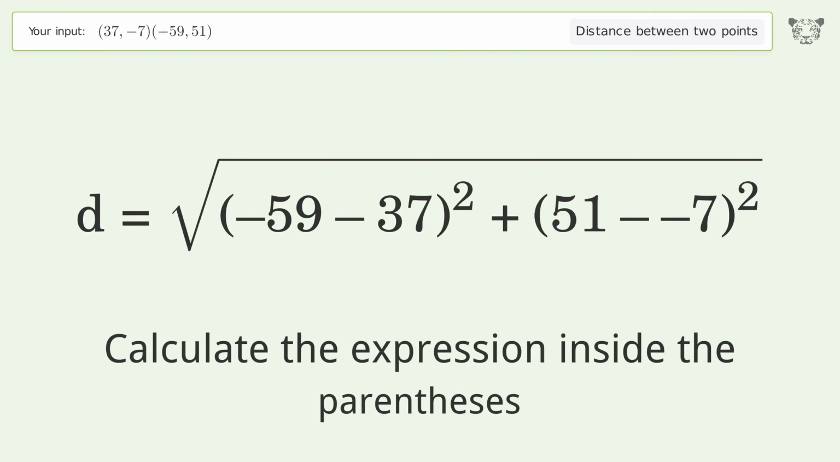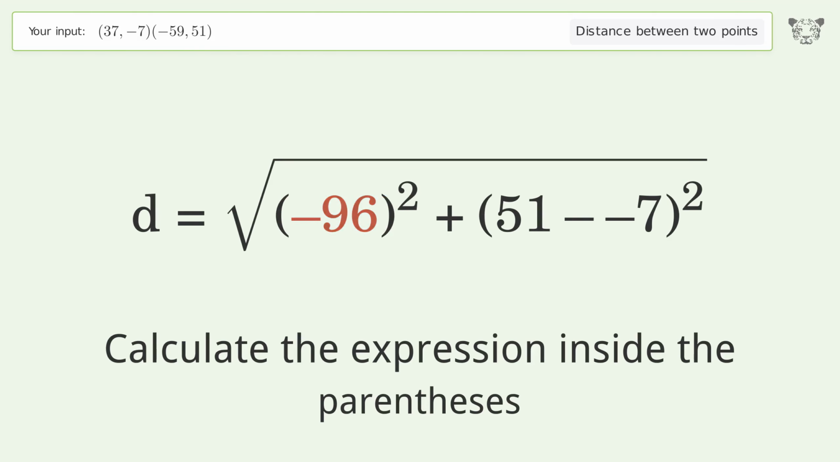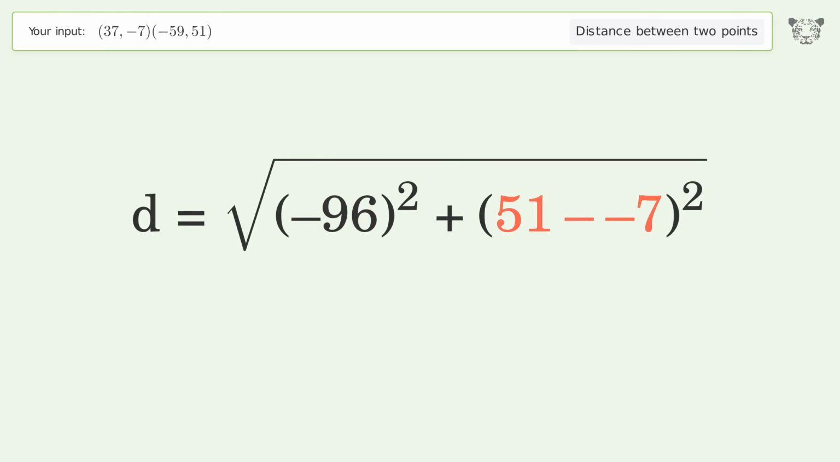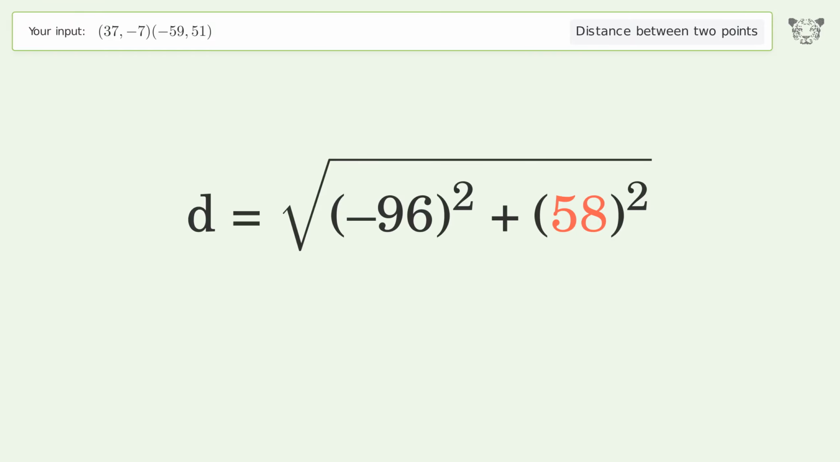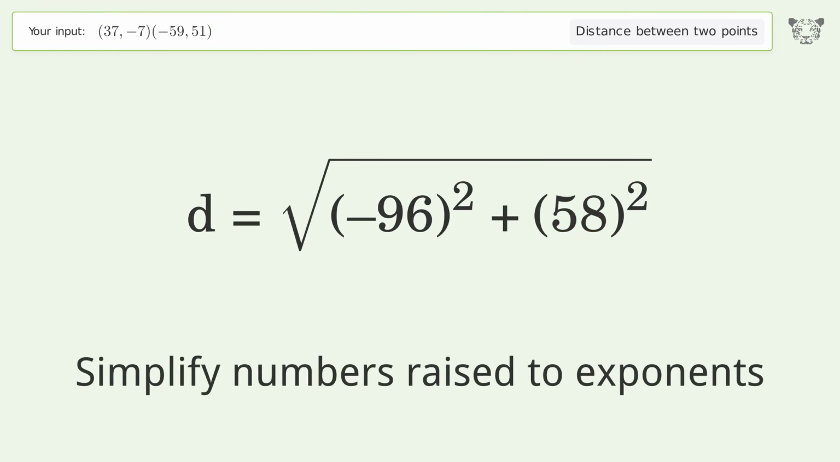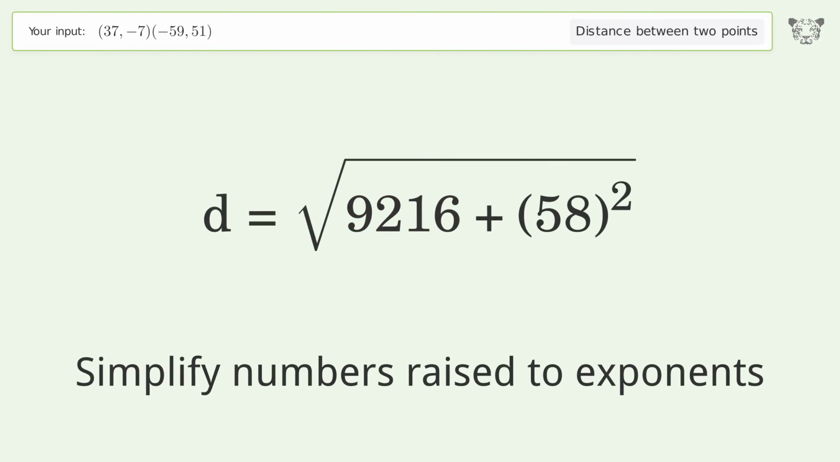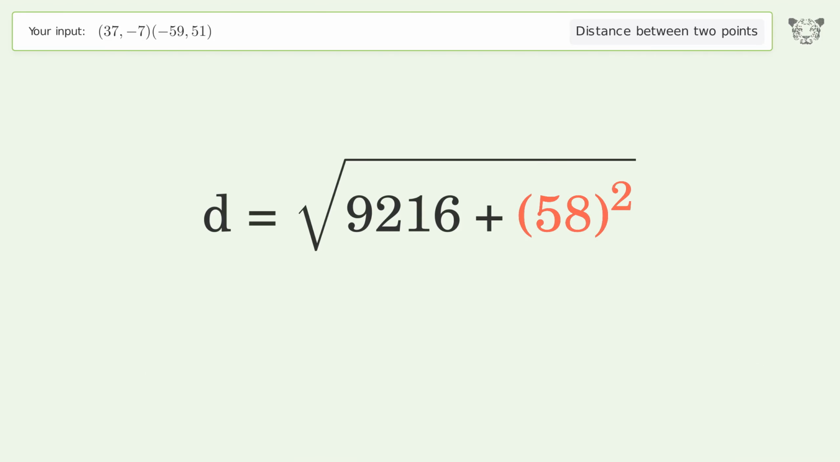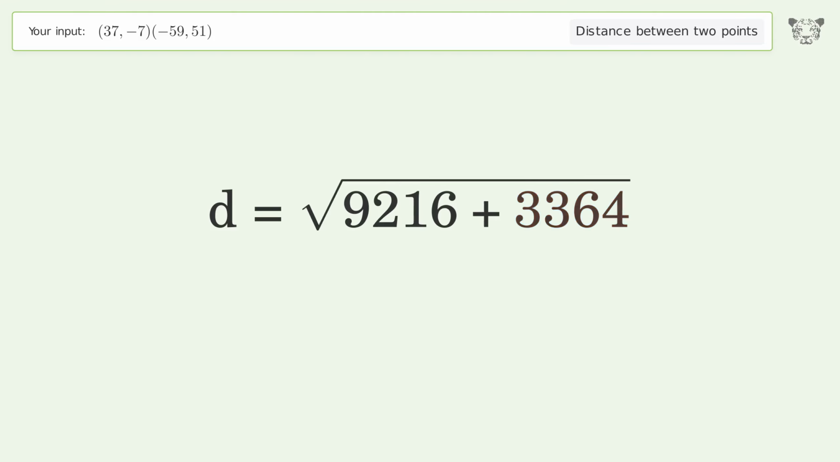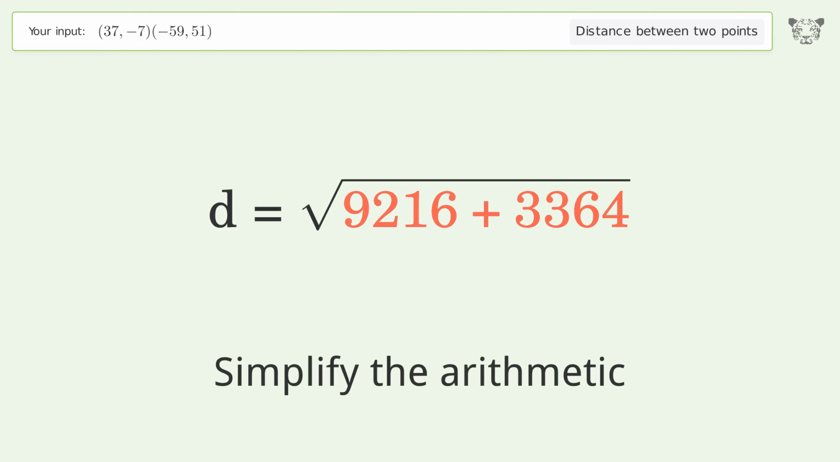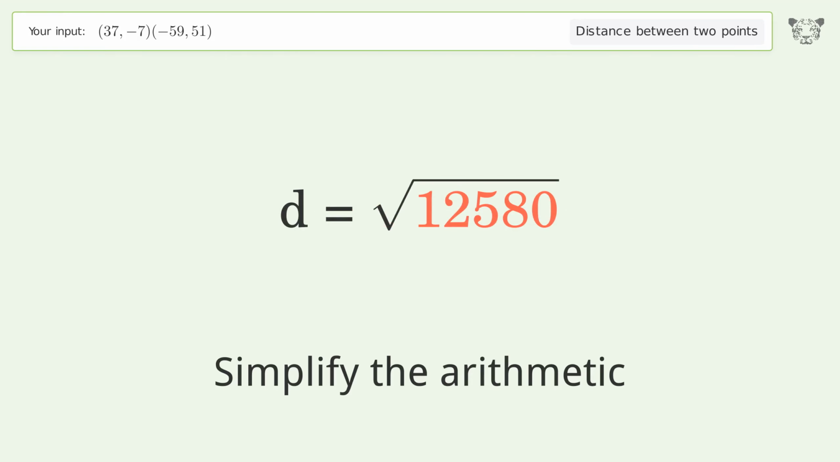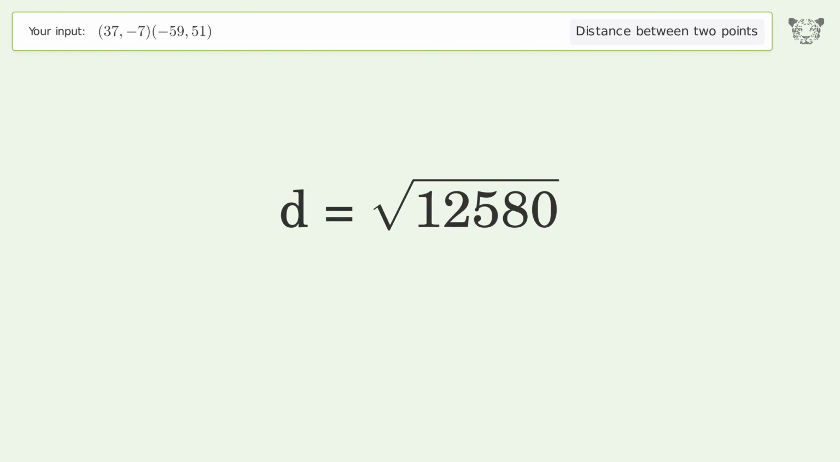Calculate the expression inside the parentheses. Simplify numbers raised to exponents. Simplify the arithmetic. And so the distance between the 2 points is the square root of 12,580, or 112.161.